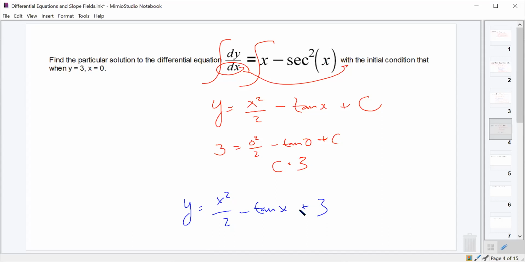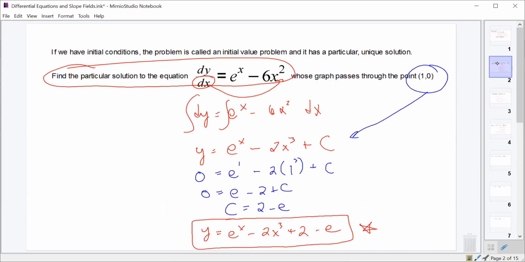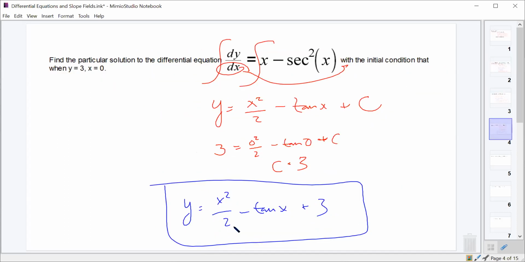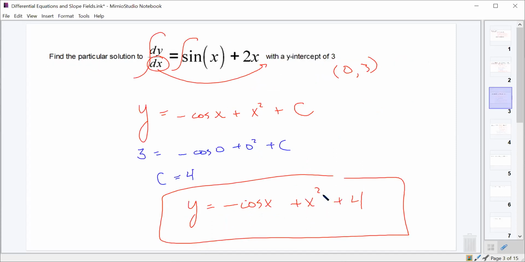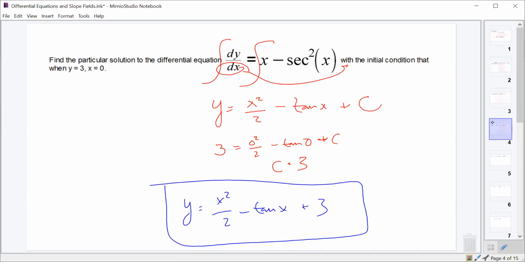Everybody good there or no? Okay. Now, there's an issue with this one. This is correct in a sense, but there is something else we have to deal with here. How is this function different than the last two with the initial conditions that we had? So x squared over 2 minus tangent x plus 3. How is that different than negative cosine x plus x squared plus 4? And different than e to the x minus 2x cubed plus 2 minus e? There's something different about this one.